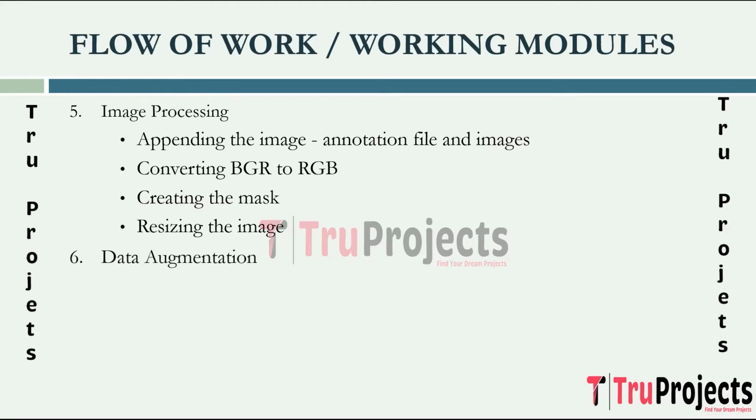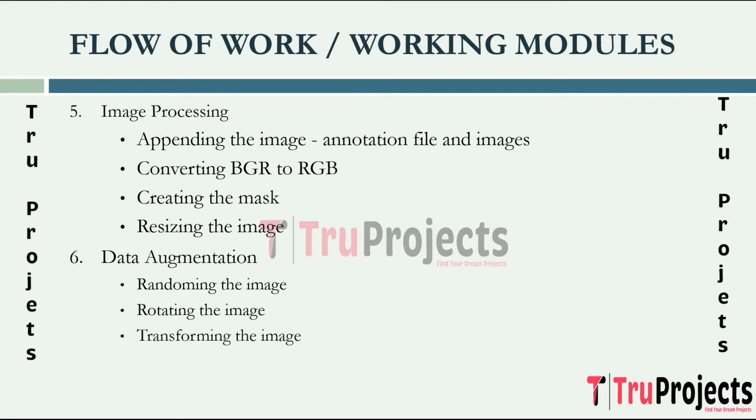The next step is data augmentation. Here we have randomized the images, where images undergo random transformations to introduce variety into the training data. We rotated the images, where images are rotated to diversify the dataset.